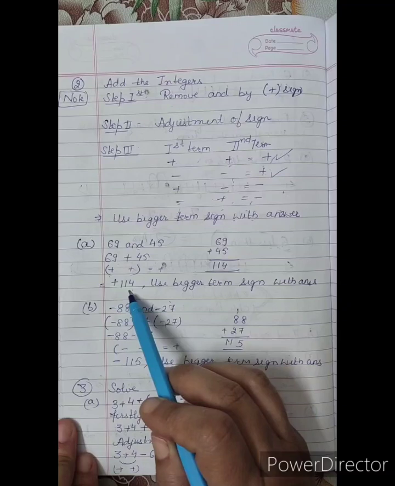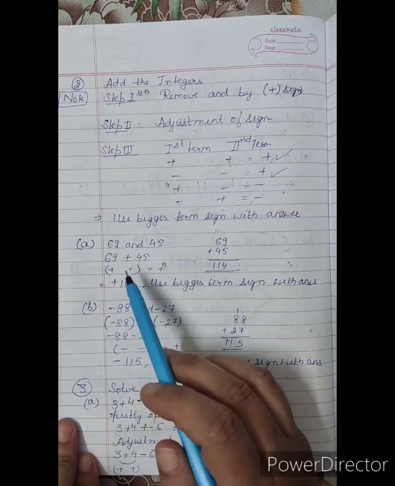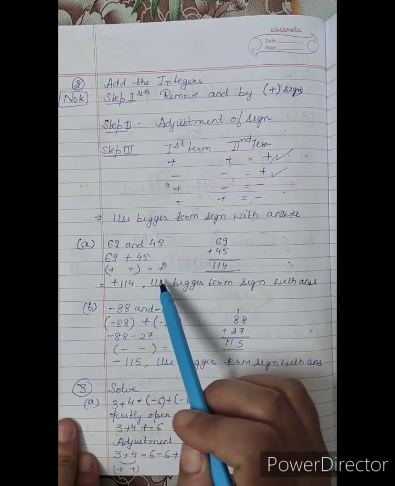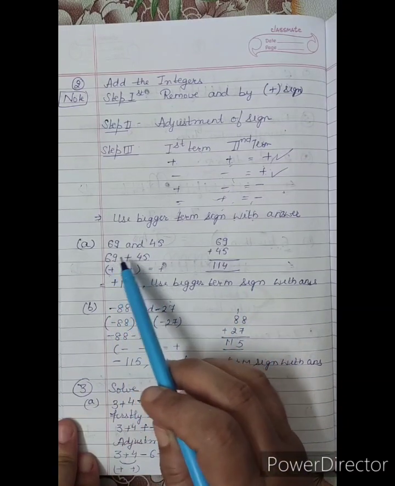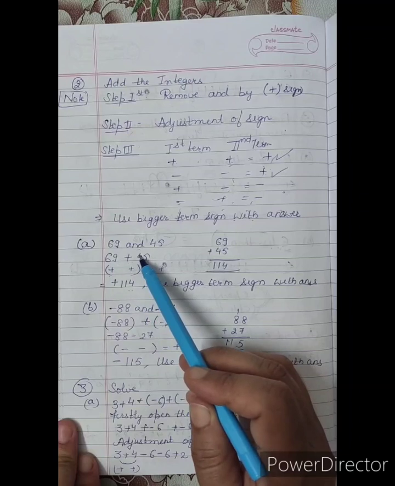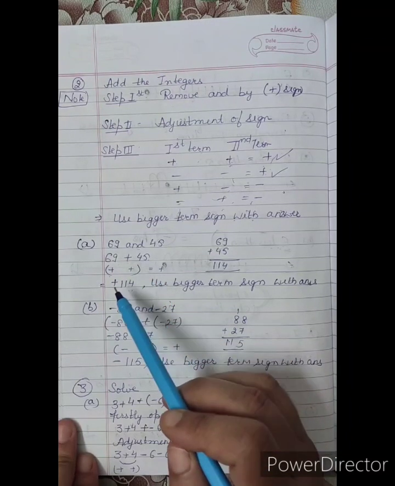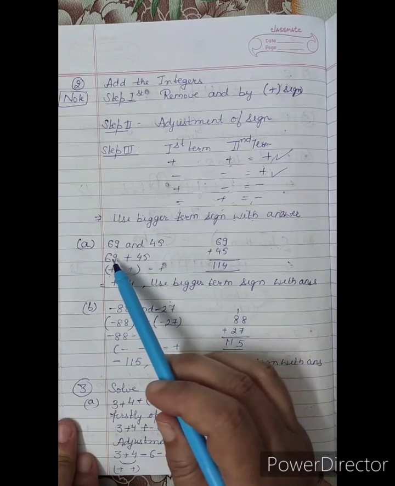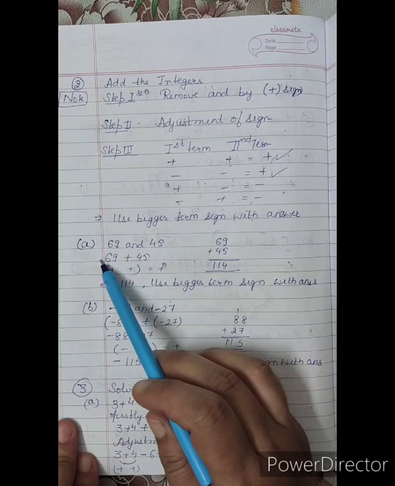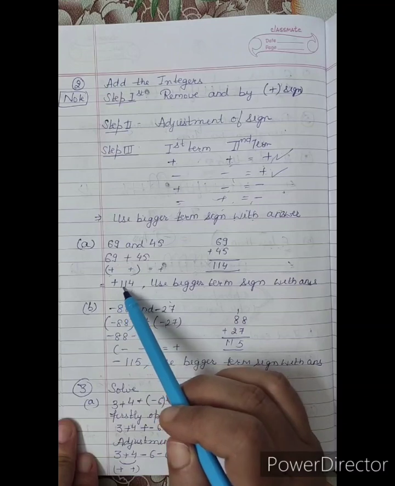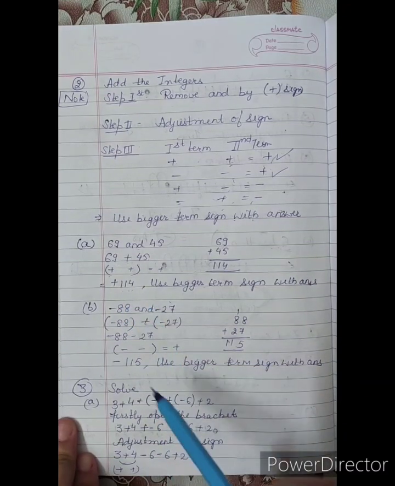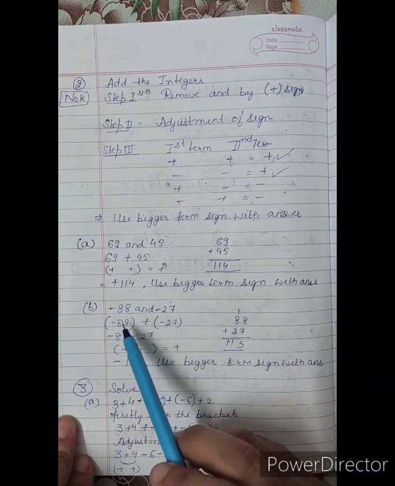We have the number also with us. Now you have to select a sign. Use the bigger term's sign with the answer. Check over there between these two terms, directly in the upper step, you have to check for the sign. You check which one is greater. 69 is greater. Which sign in front? Positive. So with the answer use the bigger term's sign. So answer is 114 positive. Right? Let us move on to B part.